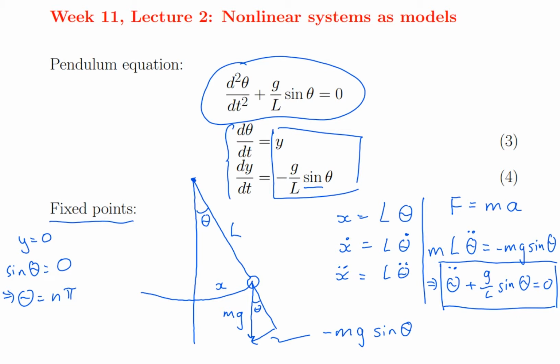Now angles of course are not unique, so we've really only got two different fixed points. There's theta equals 0, which is the vertical down position, and theta equals pi, which is the vertical up position. So I've really got two geometrically distinct fixed points.